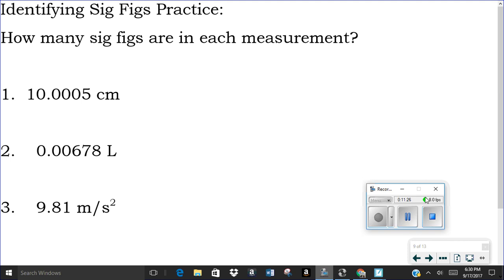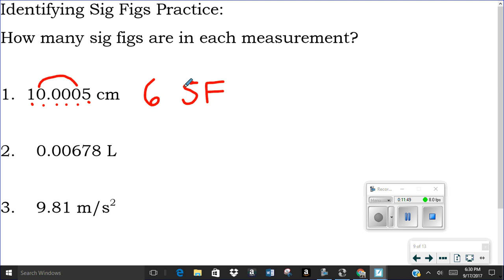Hopefully you'll see in the first one here, I have a 1 and a 5 at the end, both significant. That makes all of these zeros sandwich zeros. Therefore, in number 1, there are 6 Sig Figs.